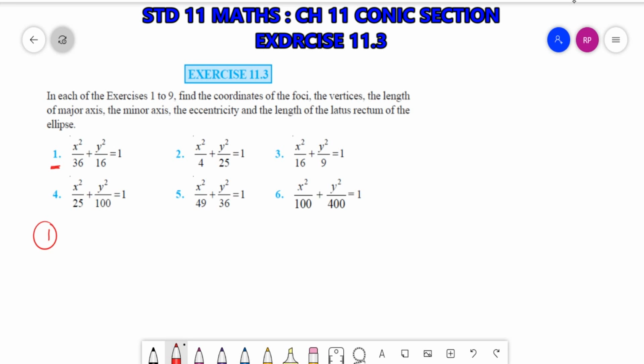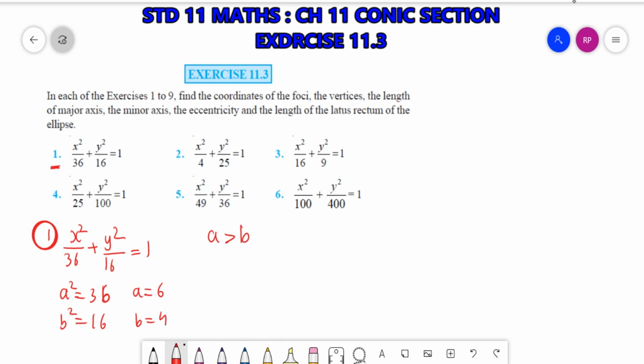The equation in the first one is given as x square by 36 plus y square by 16 equal to 1. Comparing it with x square by a square plus y square by b square, I will get a square equal to 36 and b square equal to 16, meaning a equal to 6, b equal to 4. Now here you can see that a is greater than b. So what does this say? When a is greater than b, that implies the major axis is the x-axis. Clear?